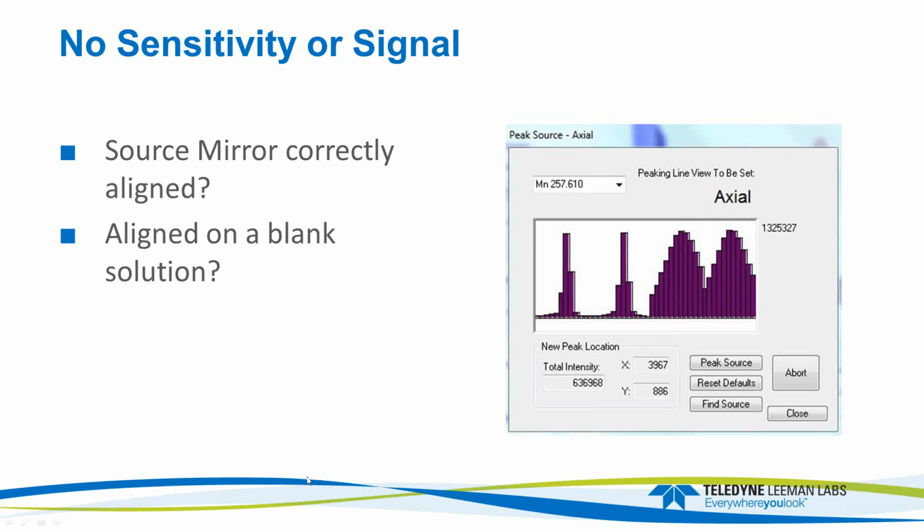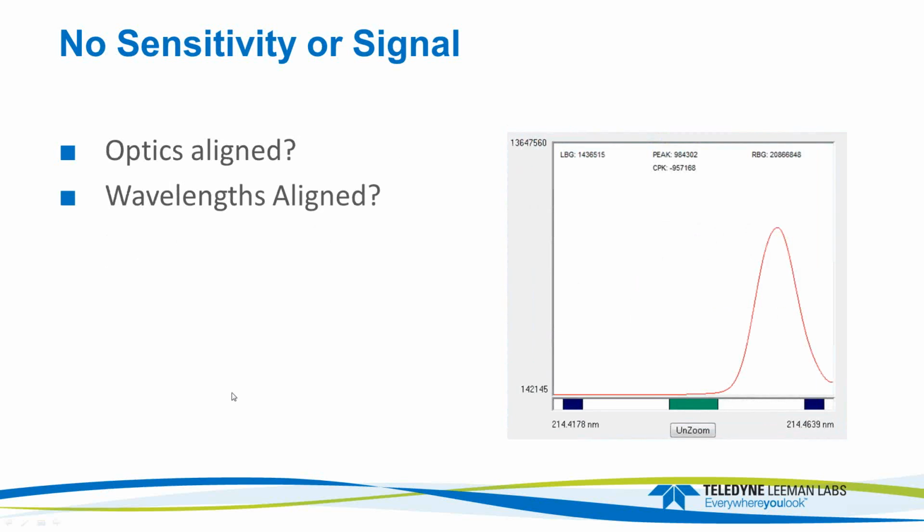This gets a lot of people, where the source mirror is just not pointed in the right direction. It's just off in Neverland because they changed, grab the blank, and I've done it myself. I'm in a hurry, I grab the blank, or when you move the autosampler and you put it to the wrong solution that doesn't have the element of interest in it. So that's one.